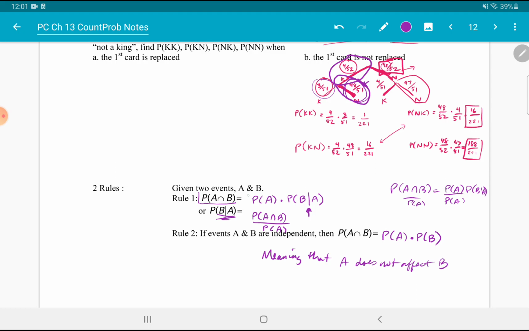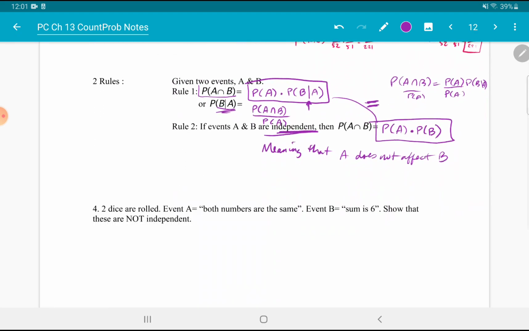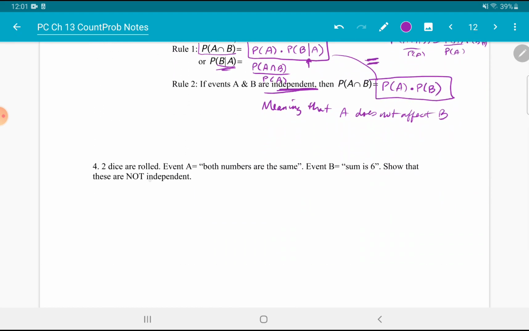Okay, so if you find that these two statements right here are actually equal to each other, then this is telling you that you have independent events. Okay, so they are independent events if they're equal. Okay. Let's take a look at an example where we actually discuss whether something is independent or not.